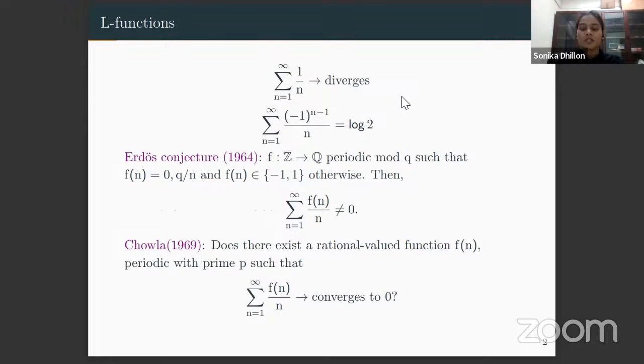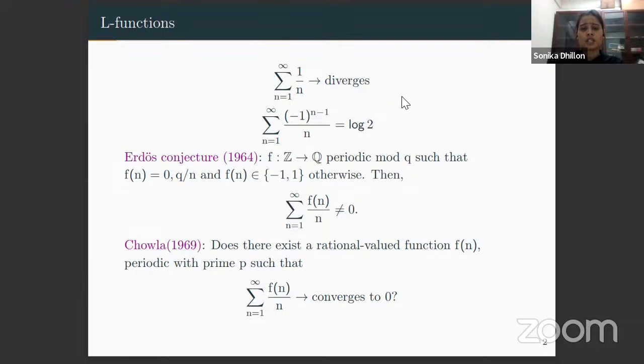Now, why are we interested in studying linear independence? That comes from here. Suppose you consider the harmonic series. We know that the harmonic series diverges. But if you replace the coefficient 1 with plus minus 1, which has period 2, that is, minus 1 to the power n minus 1 by n, then this series converges and its value is log 2. And we know that log 2 is transcendental. So not only does this series converge, but the sum is equal to a transcendental number.